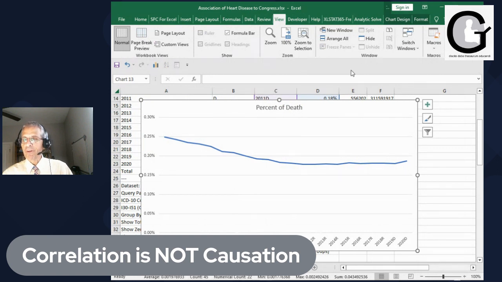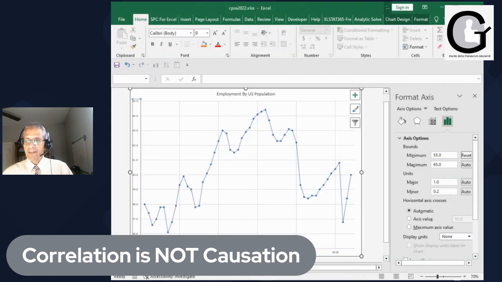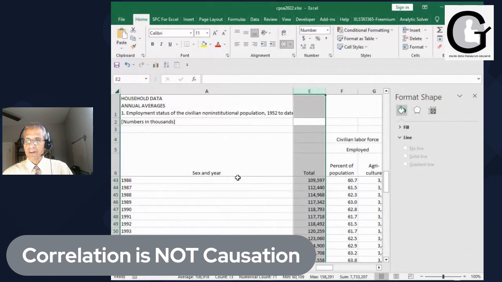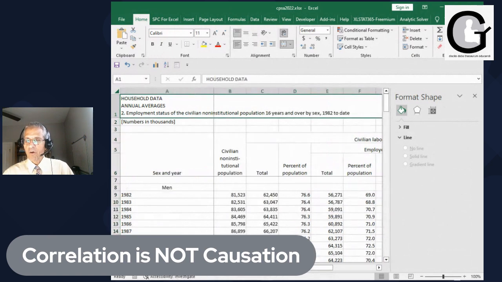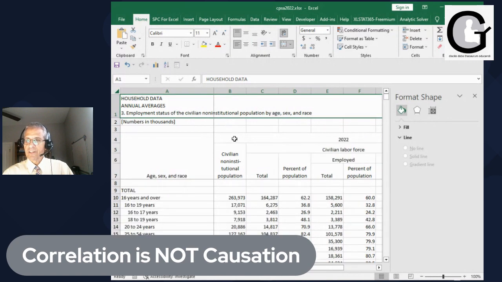But I think it's important to understand also that there's a lot of different ways you can make this work. And this employment data that I got from the Bureau of Labor Statistics is something that is really a lot of fun to mess with. This goes all the way through employment status, population 16 years and over by sex. This is by sex, age, sex, and race. This is by age and sex.